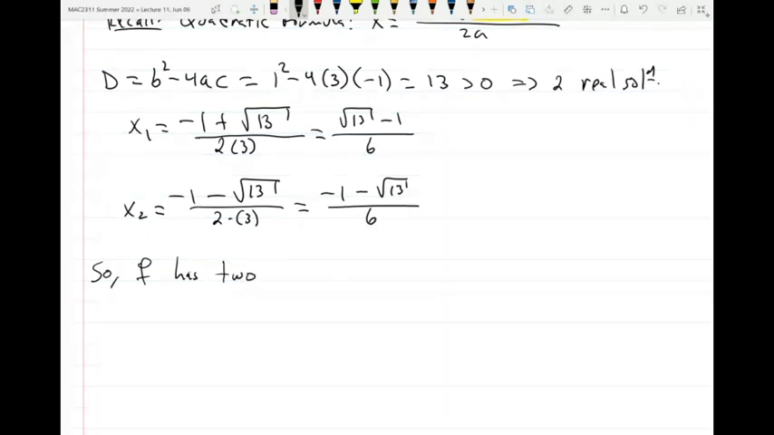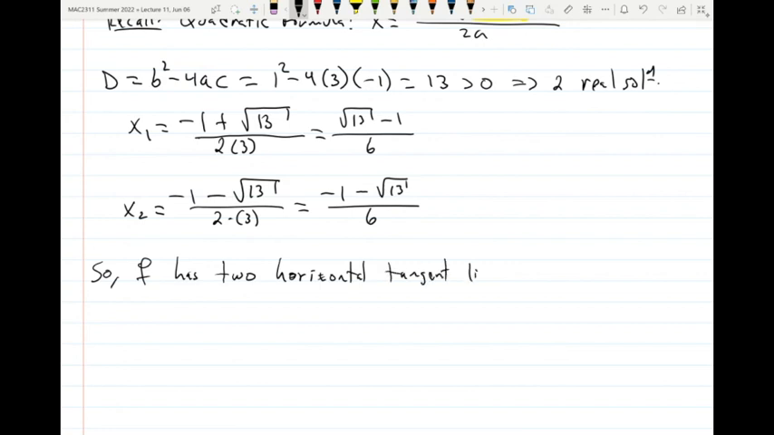f has 2 horizontal tangent lines. And that happens at x equals square root of 13 minus 1 over 6, and x equals negative 1 minus square root of 13 over 6. Okay, questions? Any questions?